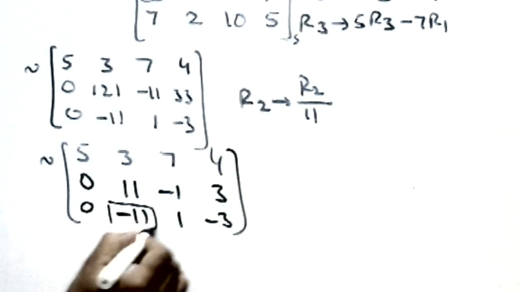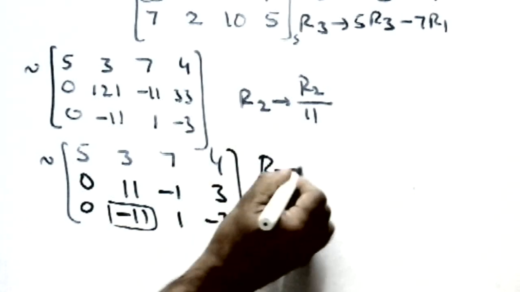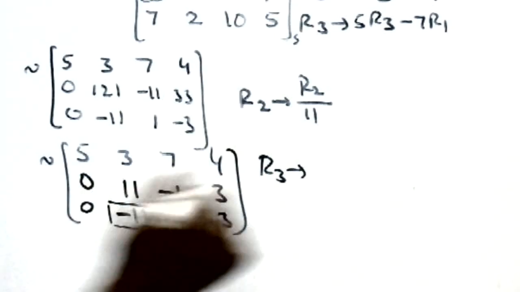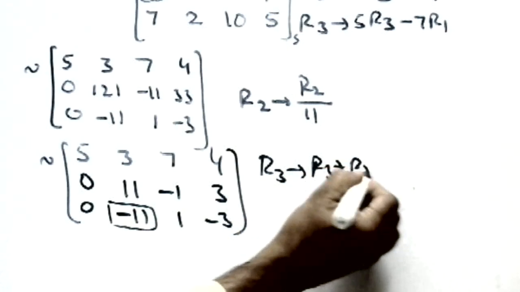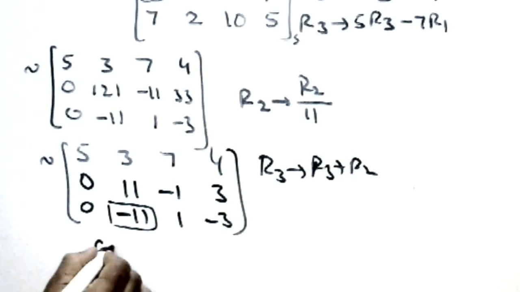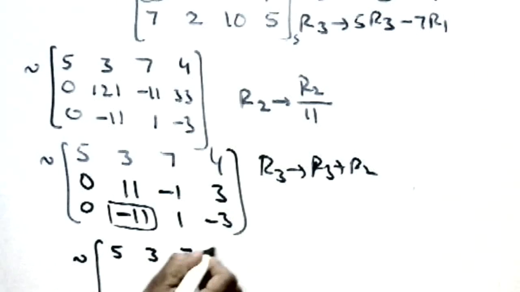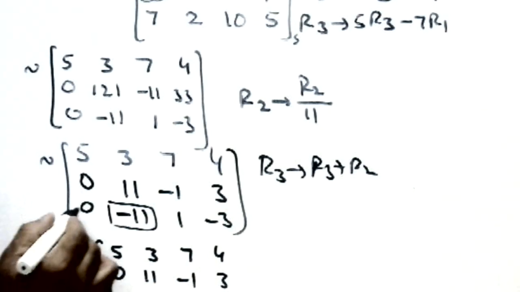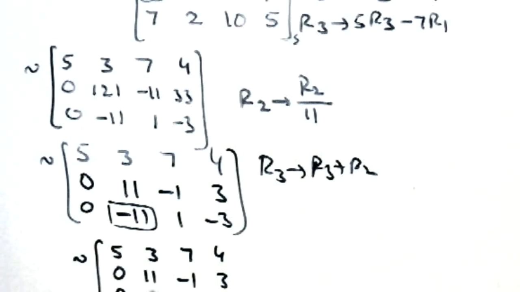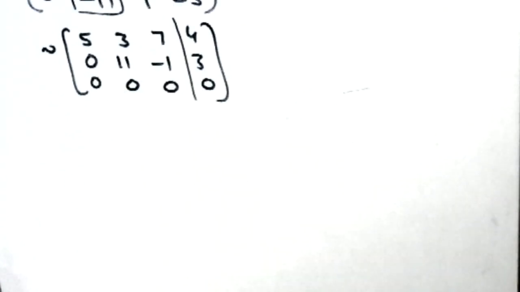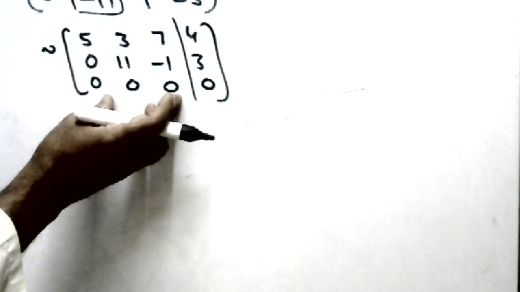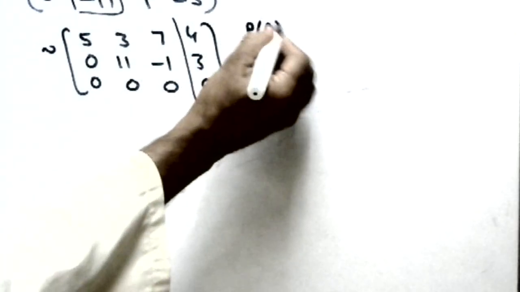Now see here, the last step is we have to make this one 0. So R3 implies R3 plus R2. It will become 5, 3, 7, 4, 0, 11, minus 1, 3. R3 plus R2: 0 plus 0 is 0, minus 11 plus 11 is 0, 1 minus 1 is 0, 3 minus 3 is 0. Now watch here, put a line here. This is the rank of A. This is the rank of A.